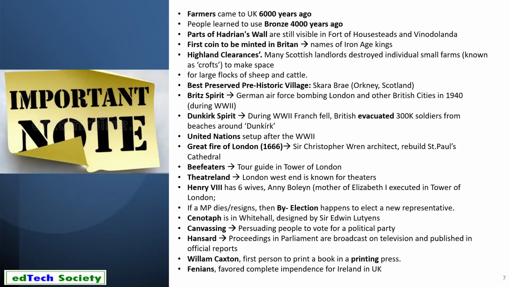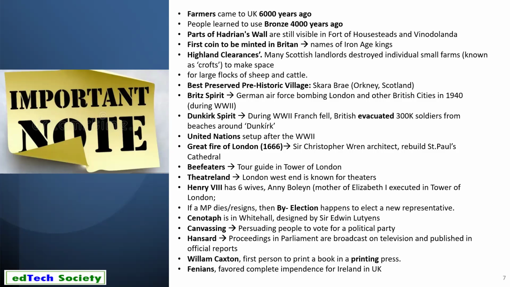Henry VIII had six wives. Anne Boleyn, mother of Elizabeth I, was executed in the Tower of London. There is a question: if an MP dies or resigns, what happens? The answer is a by-election happens to elect a new representative. The Cenotaph, which you can see if you go to Whitehall, London, was designed by Sir Edwin Lutyens. Canvassing: whenever people try to persuade others to vote for a political party, it's called canvassing.